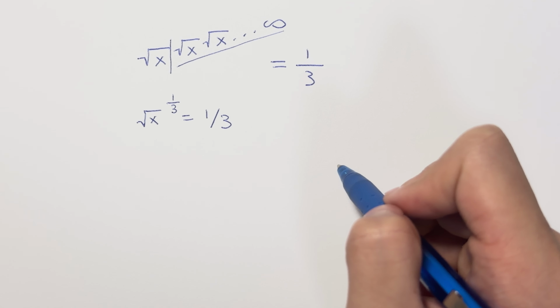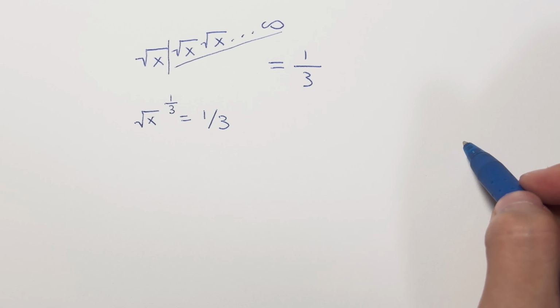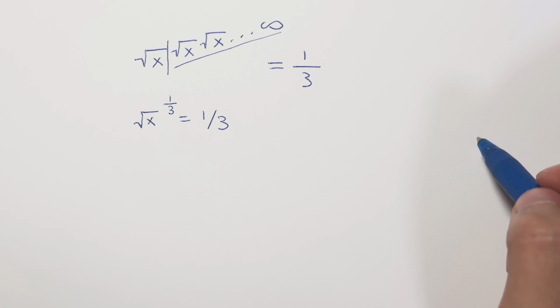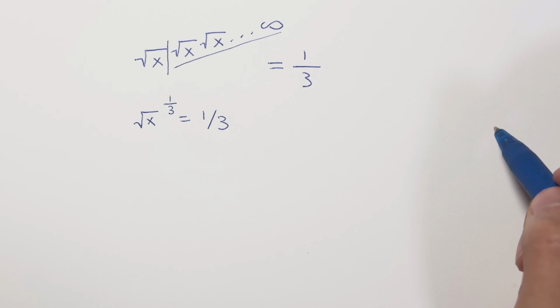So now, this is just an exponential equation. We've collapsed infinity into a single fraction. We've replaced that entire messy stack with 1/3. Now we just have a standard algebra problem, and our goal is to isolate x.